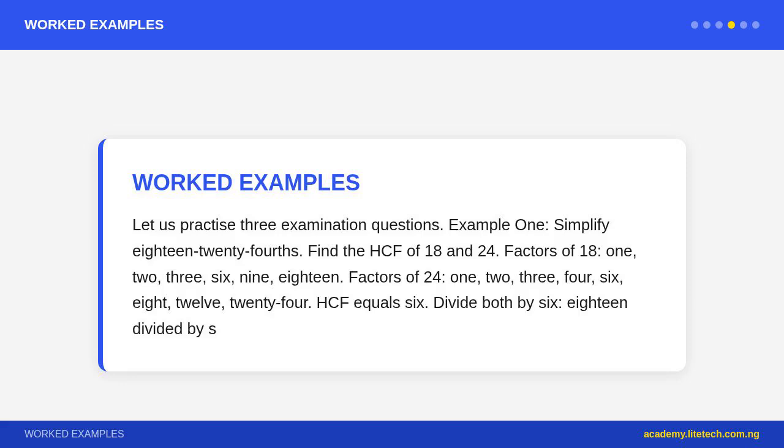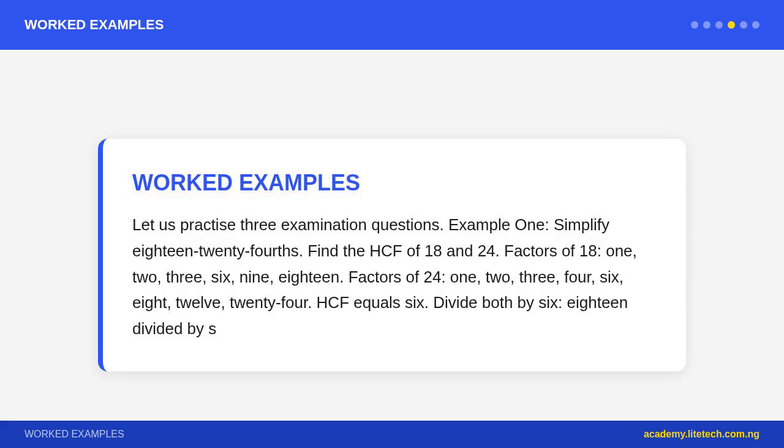Example 1, simplify 18/24. Find the HCF of 18 and 24. Factors of 18: 1, 2, 3, 6, 9, 18. Factors of 24: 1, 2, 3, 4, 6, 8, 12, 24. HCF equals 6. Divide both by 6: 18 divided by 6 equals 3, 24 divided by 6 equals 4. Answer: 3/4.